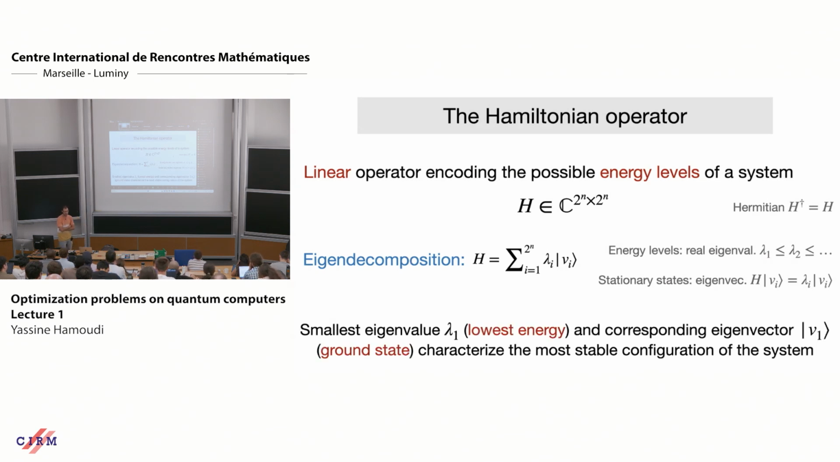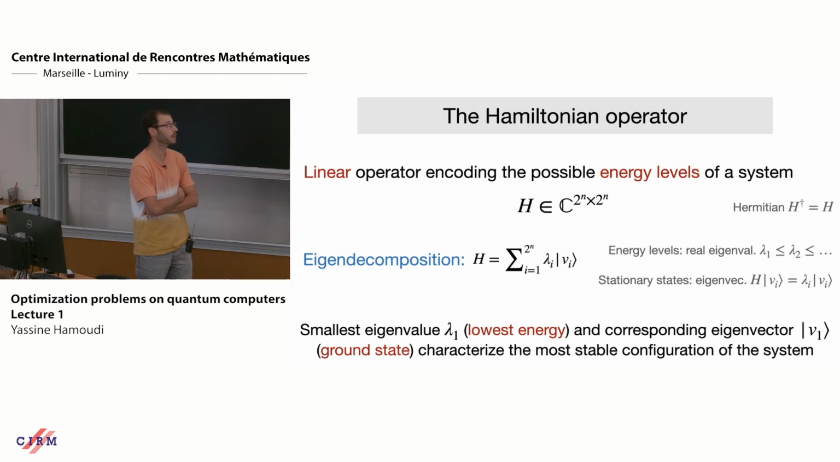And now you can already see why it is connected to optimization. It is because the smallest eigenvalue corresponds to the lowest energy. So this is like a minimization problem. And the corresponding eigenvector, V1, is called the ground state. And it has some physical interpretation as the most stable configuration of the system that is evolving according to the Hamiltonian H.